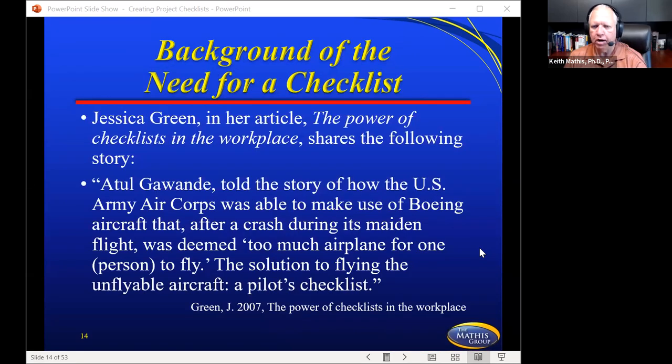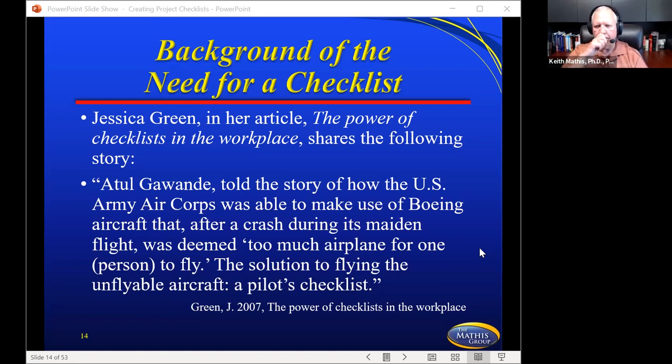Now, here's a little background on the need for a checklist. Jessica Green, in her article called The Power of Checklists in the Workplace, quoted Atul Gawande, who told the story of how the U.S. Army Corps was able to make use of a Boeing aircraft that, after a crash during its maiden flight, was deemed too much airplane for one person to fly. The solution to flying the unflyable craft would be the pilot's checklist.